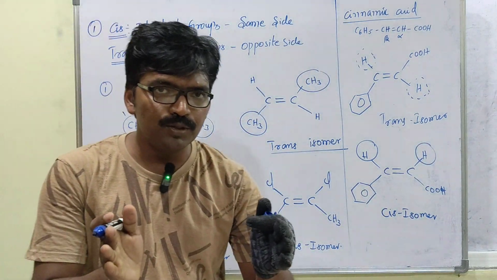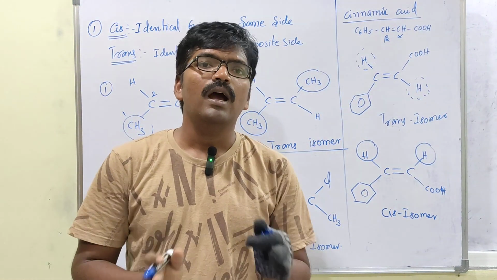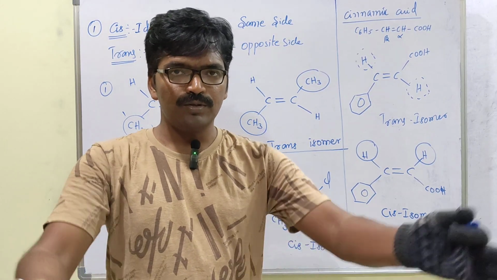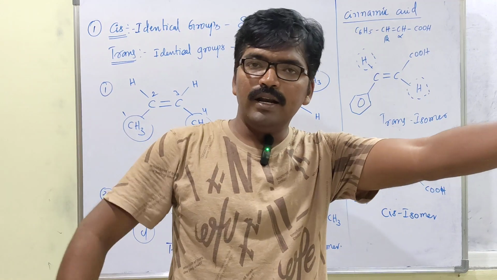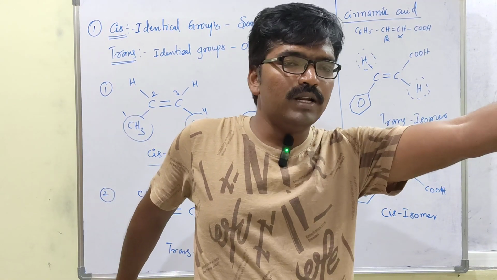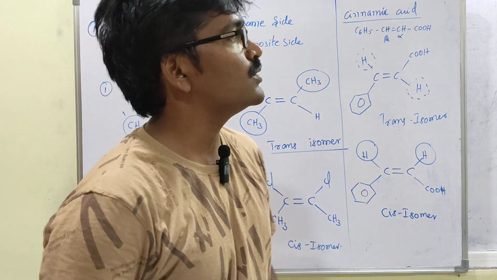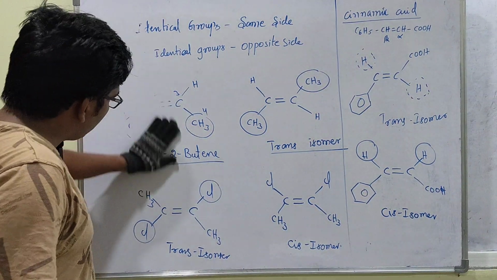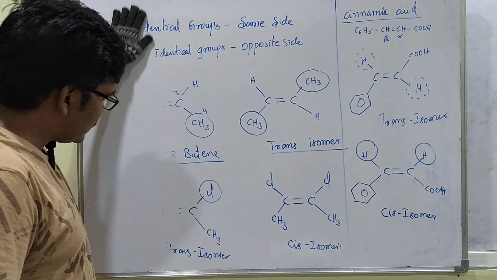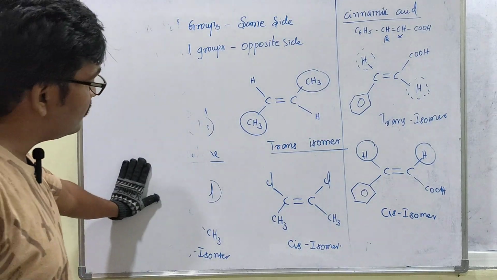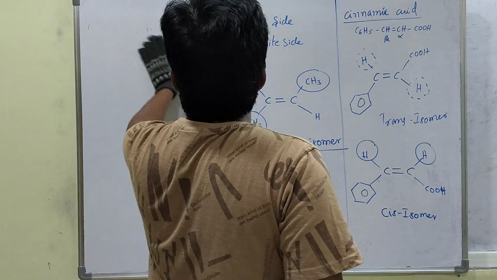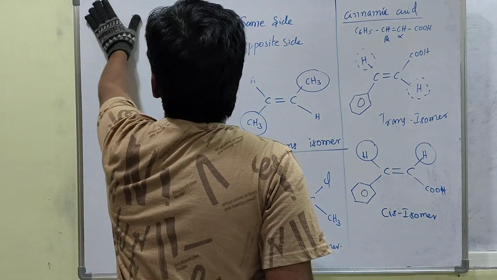So identical groups on the same side is the cis isomer, and identical groups on the opposite side, in the opposite direction, we call it as trans isomer, like this. See, we can identify what is cis and what is trans because identical groups will be there. So if identical groups are there, we can say that it is a geometrical isomer.